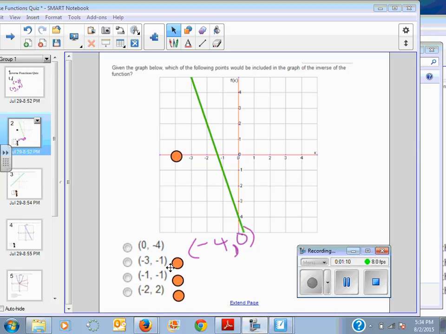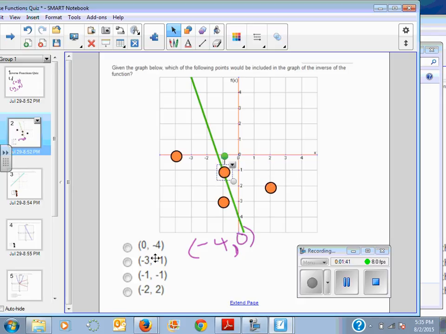Let's keep going. Let's flip this one. We're looking for -1, -3. Nope. Here we're looking for -1, -1. -1, -1 is on the graph, so that's it. And just to show you how we know that's right, here we're looking for 2, -2. 2, -2 is going to be right there. So the only one that's there is this -1, -1. So that'd be the choice right there.